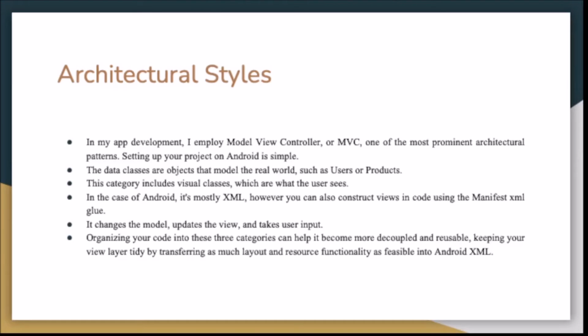Architectural styles. In my app development, I employ Model View Controller, or MVC, one of the most prominent architectural patterns. Setting up your project on Android is simple. The model data classes are objects that model the real world, such as users or products. The view category includes visual classes, which are what the user sees. In the case of Android, it's mostly XML. However, you can also construct views in code using the manifest XML glue. The controller changes the model, updates the view, and takes users' input.